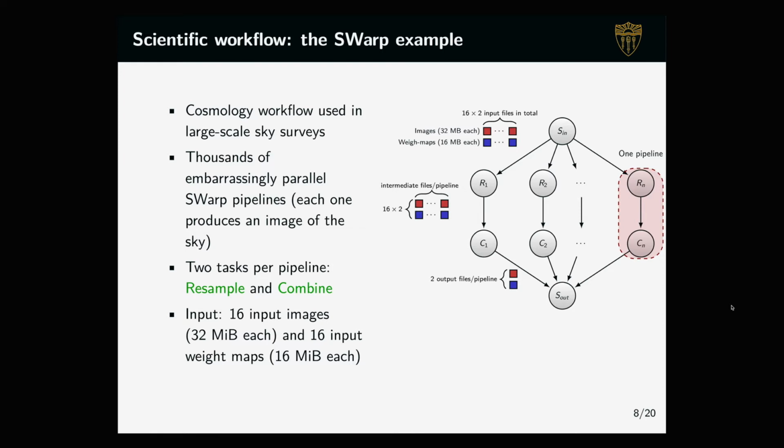So now that I have described the burst buffer setup, I will describe the scientific workflow. SWARP is an example, a cosmology workflow using large-scale sky surveys. It's a very simple workflow with only two main tasks. So you have two tasks per pipeline, resample and combine, and a SWARP workflow is composed of many parallel pipelines. The resample task takes as input 32 input images. So you have 16 input images and 16 input weight maps. And the combine task takes 32 images as well and outputs 2 output files.